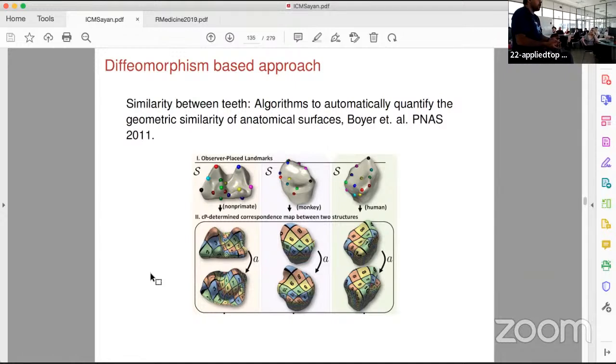Sometimes that's done using a conformal map. If these are teeth, you map it to a disk, right? If it's a heel bone, you map it to a sphere, right? So yeah.